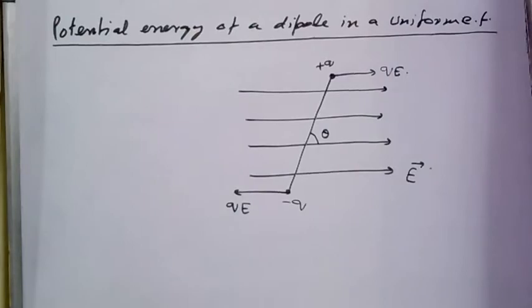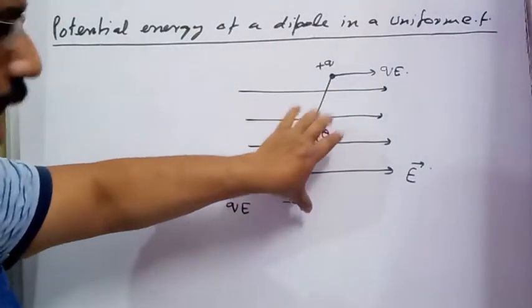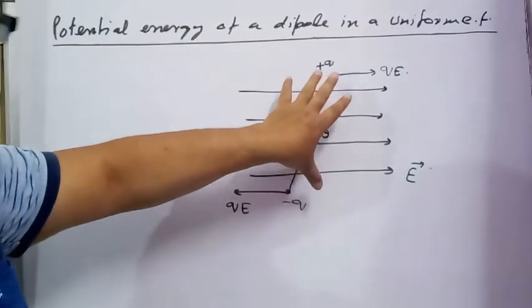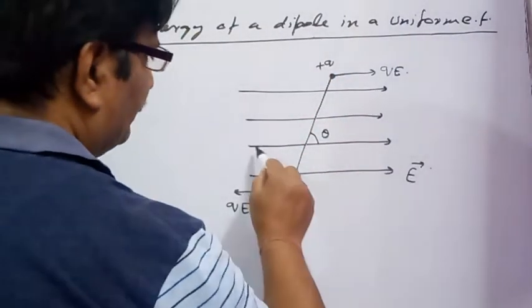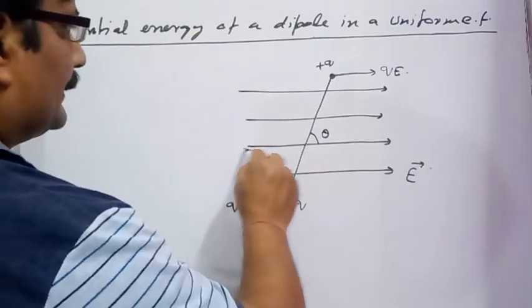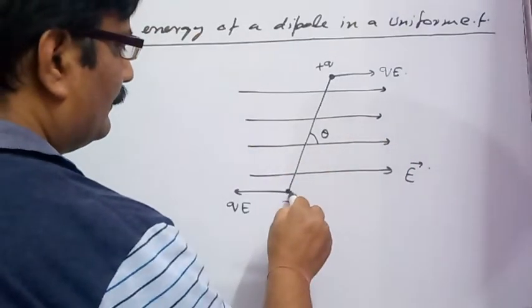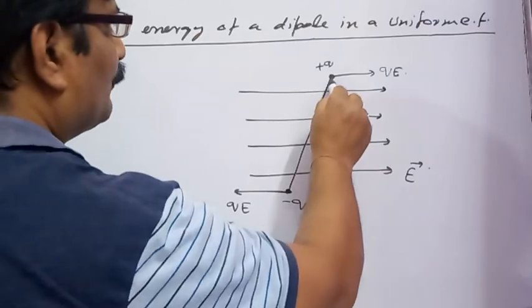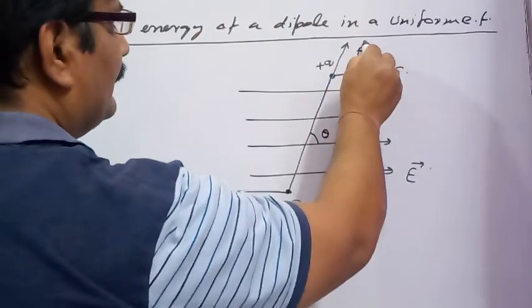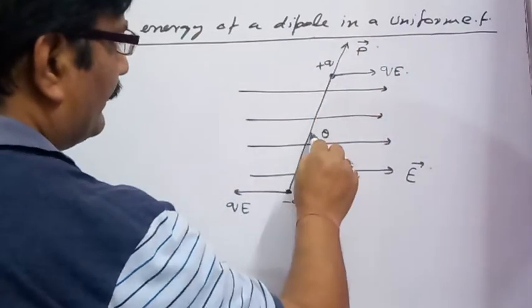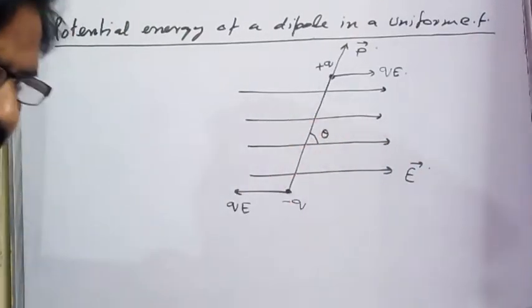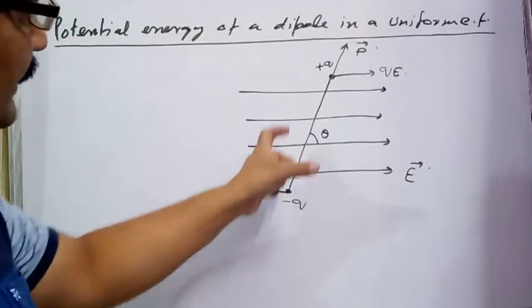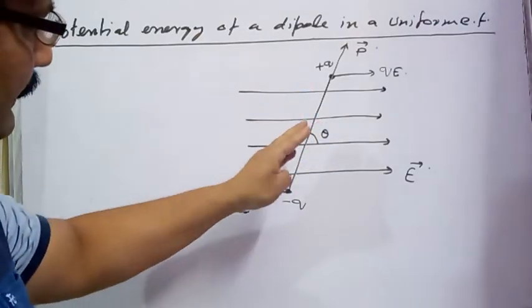So students, in this part of the video, you will see what can be the potential energy of a dipole placed in a uniform electric field. Suppose there is a uniform electric field E in the direction left to right, and a dipole with dipole moment P making an angle theta with the direction of the electric field is placed here. What can be the potential energy of this dipole?